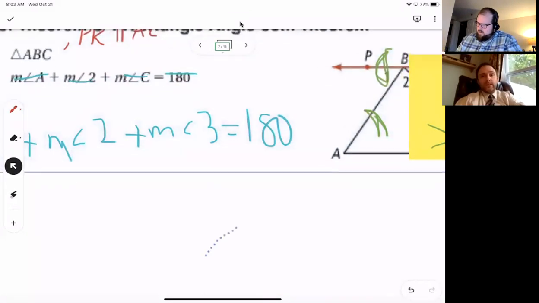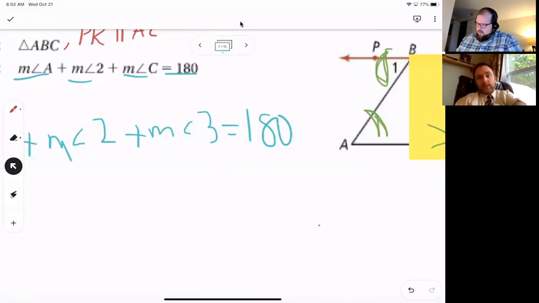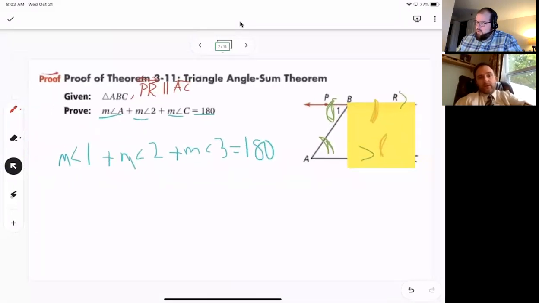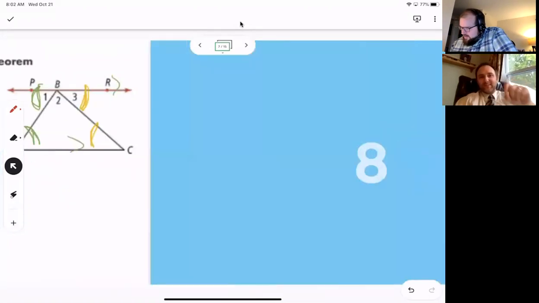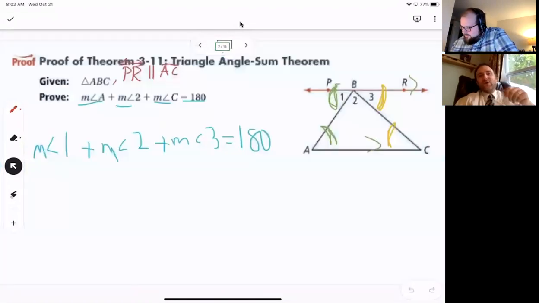So what Mr. Carlson did is he made it so that it's clear that we're talking about angle 1, and now I don't know what's going on. Oh, angle 1 and angle A. I thought you had moved it. No, you did it. Fascinating. You zoomed. Oh man. Now you're going to the next page. What is going on, Mr. Carlson? I don't know anymore.